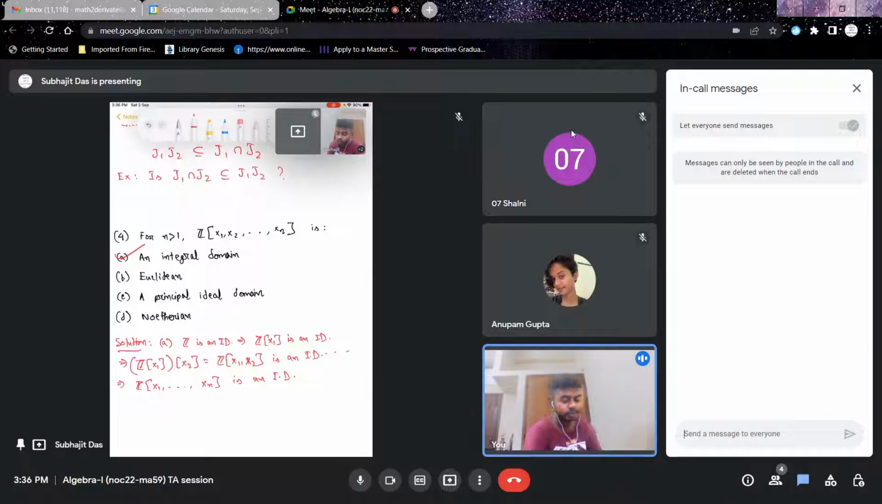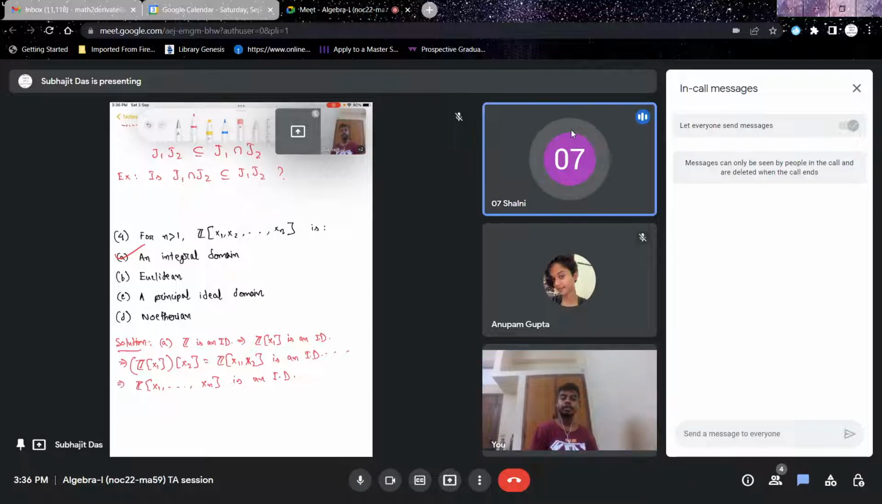What about option B? Is this a Euclidean domain? You know what a Euclidean domain is, right? It's precisely an integral domain together with a Euclidean valuation, so that you can actually perform the division algorithm in the ring. So is this a Euclidean domain? By the way, let me just ask you this. Did you study that every Euclidean domain is a principal ideal domain? Okay.